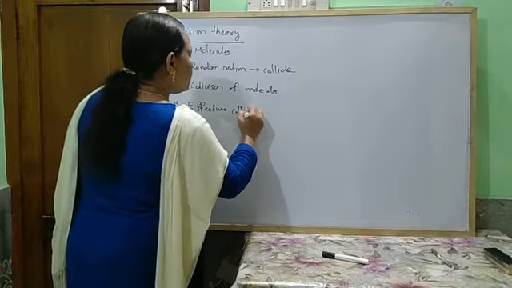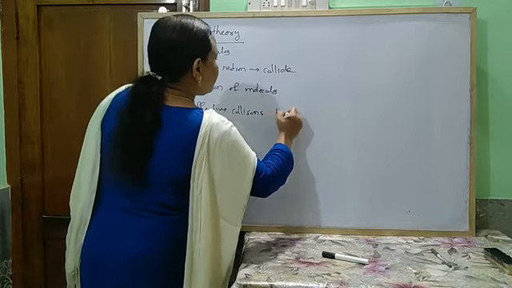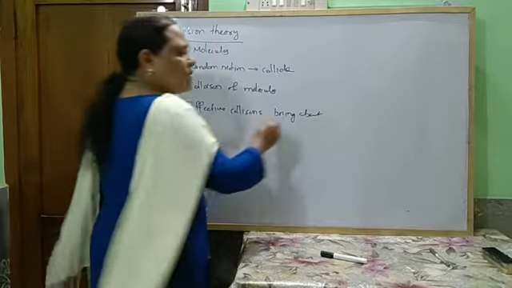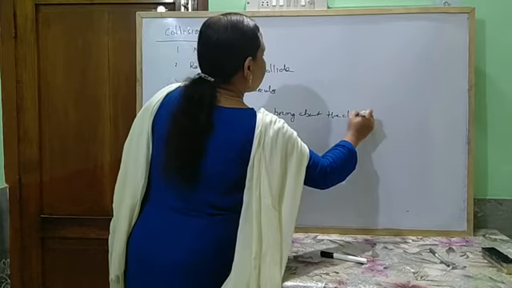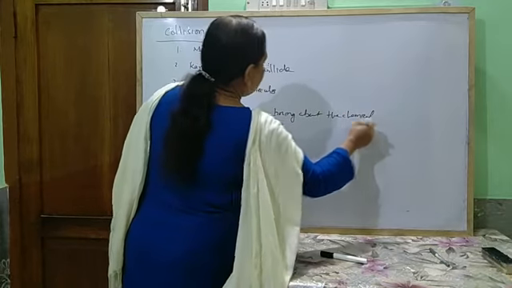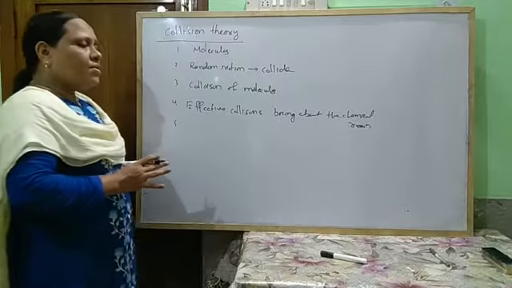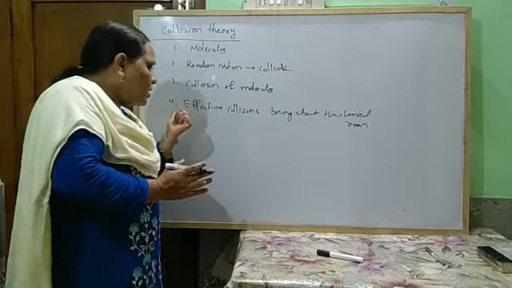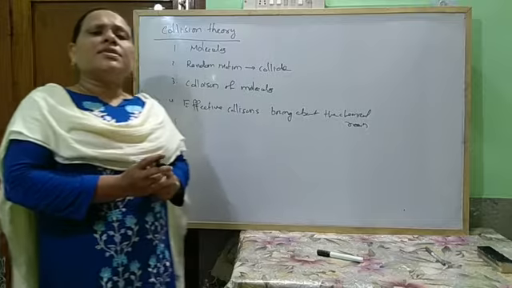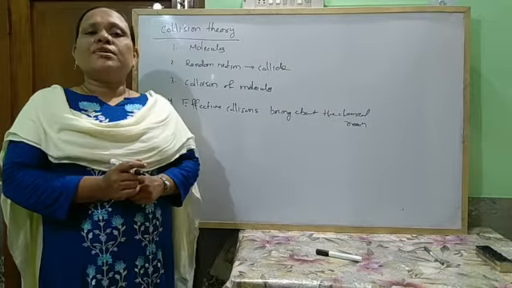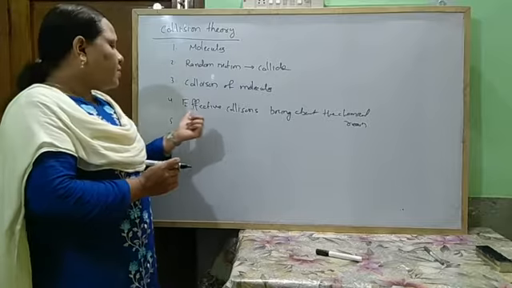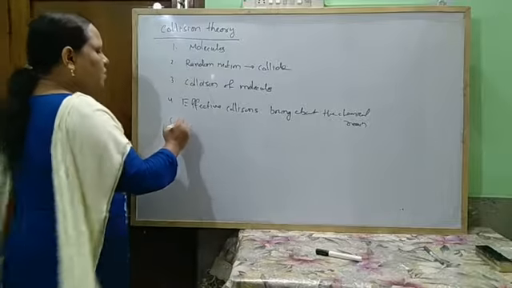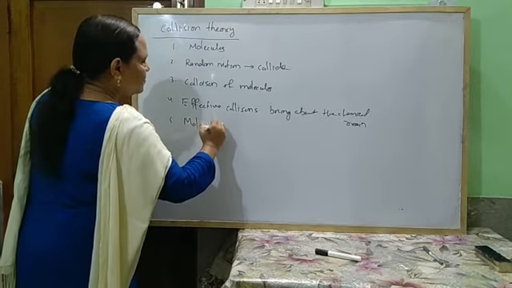Only effective collisions bring about the chemical reaction. Common collisions do not bring about the reaction. So what is the condition for an effective collision? To get an effective collision, the molecules have to cross two barriers.